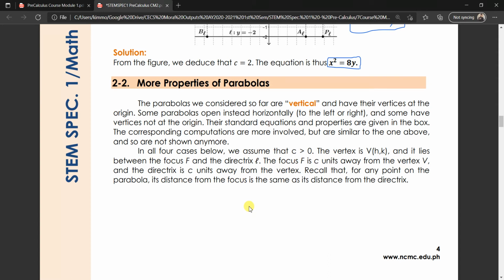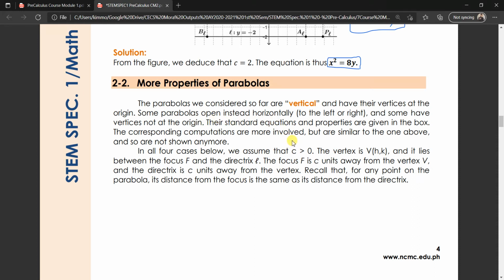So the parabolas we considered so far in the first part are all vertical and have their vertices at the origin. There are other parabolas also that instead of opening vertically, they open horizontally, that is, to the left or to the right. And some of them have vertices not located at the origin. So our parabola is not always located at 0, 0. It can be located in the first quadrant, second, third, or fourth quadrant of the rectangular plane.